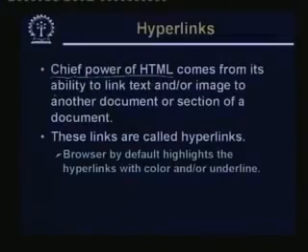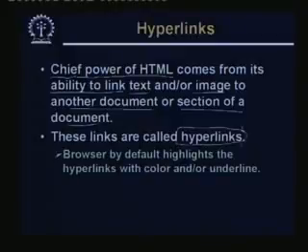So, HTML has the ability to link text, image, or any other resources. Here I am showing text and image, it can be any other thing also. It can link these to other documents or sections of a document. These links are called hyperlinks. And usually by default, of course you can change this default, whenever you specify a hyperlink as part of an HTML page, the browser will highlight the hyperlink either by displaying it with a different color, underlining it, or both.